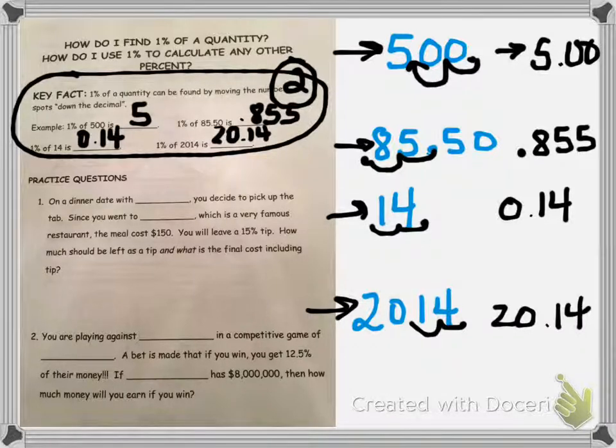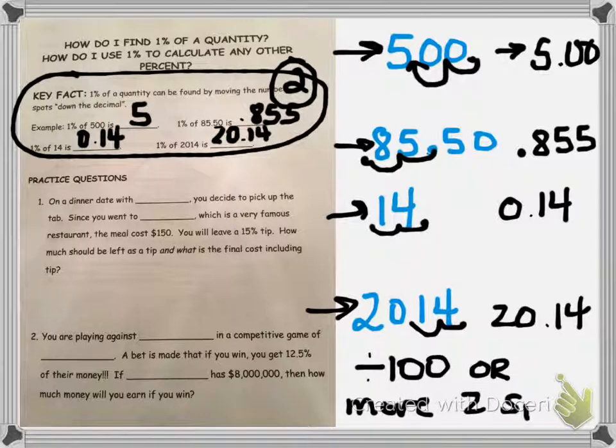So to answer that question, how do we find 1%? You divide by 100, or you're just going to move the decimal 2 spots. And now we'll go on to the next page and use that 1% to come up with more larger percentages.